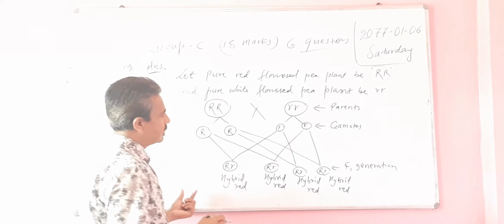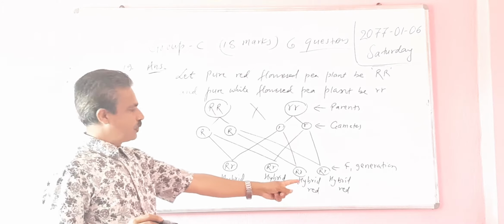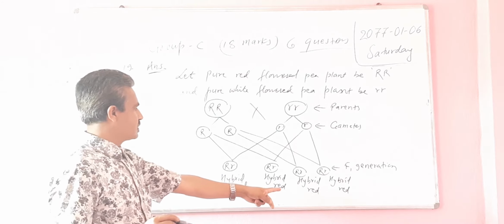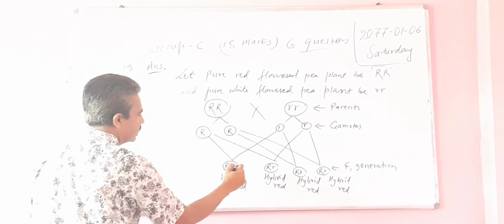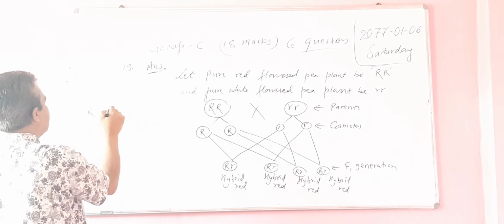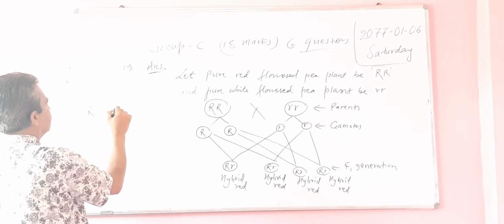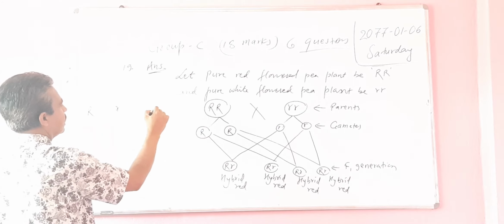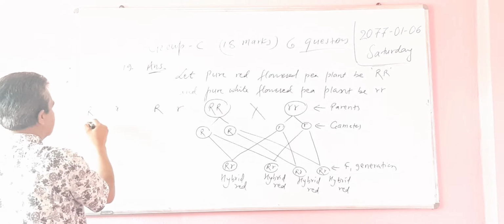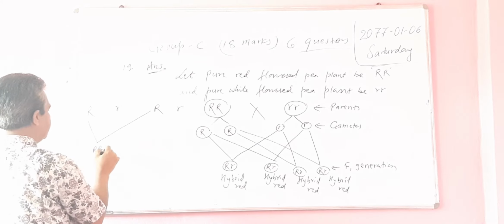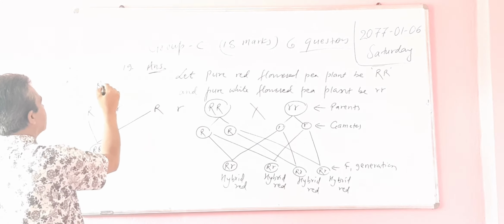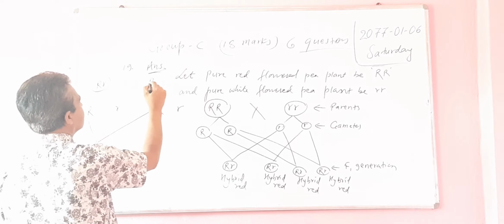Here we can see similar type of offsprings. No variation is seen. Now from here we can take any two. So let's take these two, R and R. Here R and R. Let's cross. R goes with R. So here is R. I have taken first.